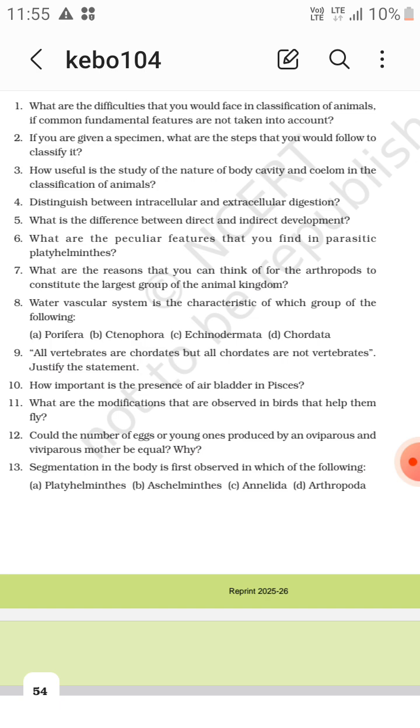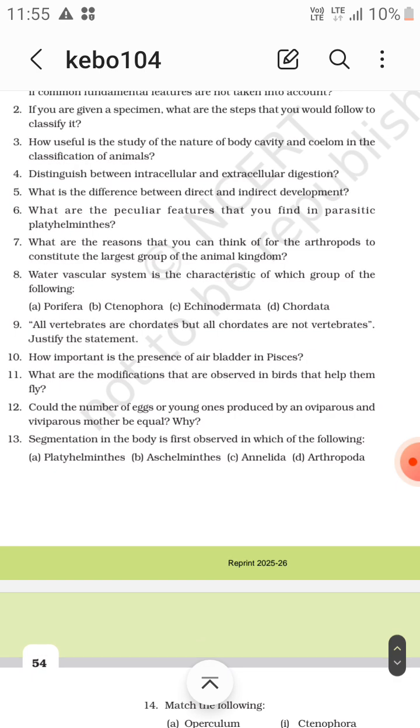All vertebrates are chordates, but all chordates are not vertebrates. Justify the statement. In vertebrates, during embryonic development there is a presence of notochord, but it gets replaced by the vertebral column in the adult stage. The rest of the chordates possess a notochord almost throughout their life, so it is not replaced. This is why all vertebrates are chordates, but all chordates are not vertebrates, because this doesn't happen to every single chordate, right?